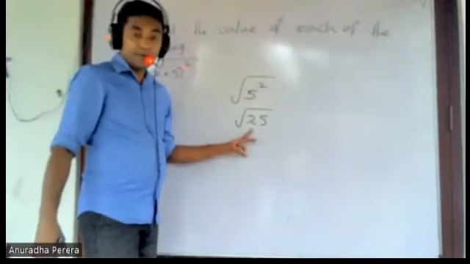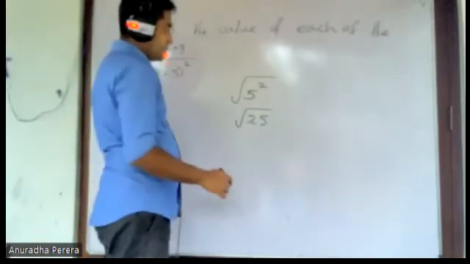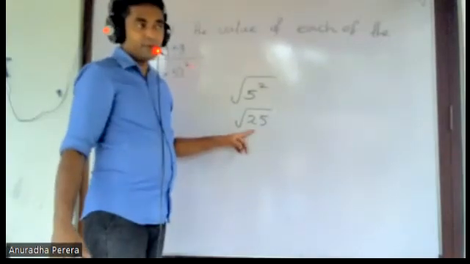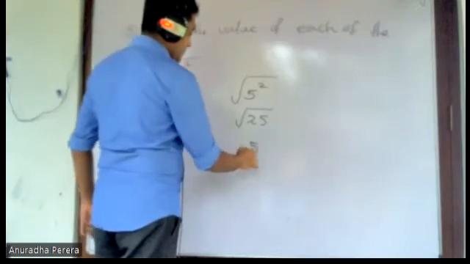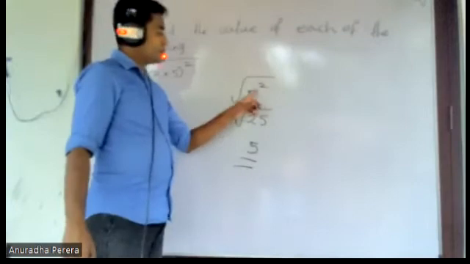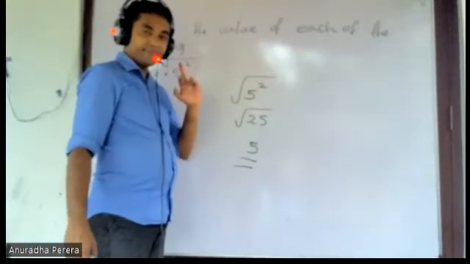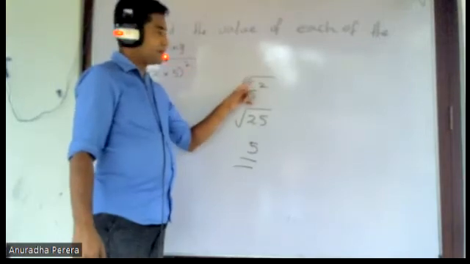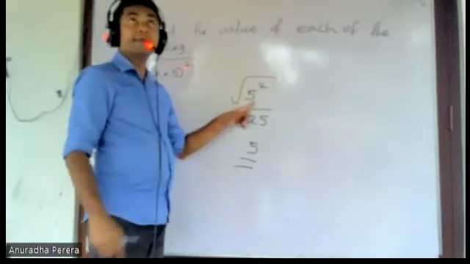What is the value of the square root of 25? 5. What has happened? When finding the square root of a square, the answer is the base. Right? Then the square and square root can be removed. We can remove those two. The answer is 5.